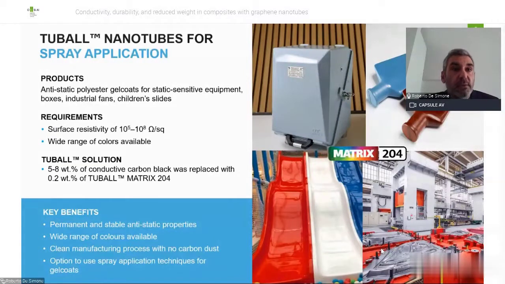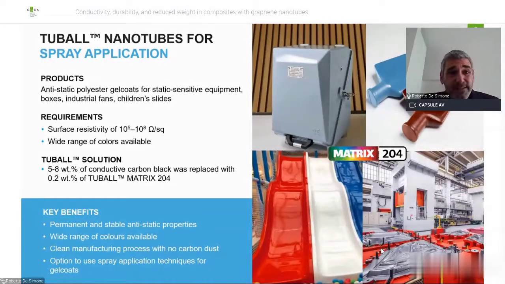The last application I would like to highlight is the usage of tubal in spray, gel coat or mold coat for different kinds of applications like static sensitive equipment, different electrical boxes, industrial fans, and even children's lights, to reduce the antistatic effect. In this case, we are able to replace 5 to 8% of conductive carbon black with just 0.2% of tubal matrix 204. Even in this case, we are talking about vinyl ester resin.